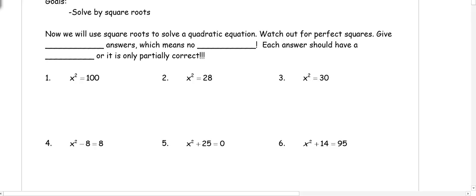This video is about solving by square root. So now we're going to use square root to solve a quadratic equation. We need to watch out for perfect squares, and we need to make sure that we give exact answers, which means that we do not want decimals.